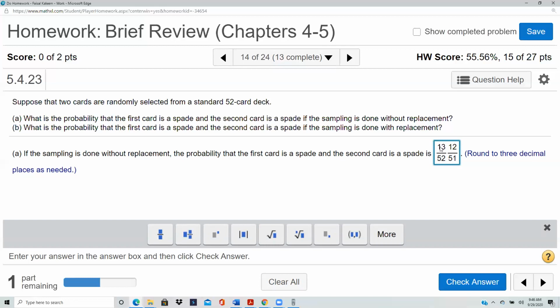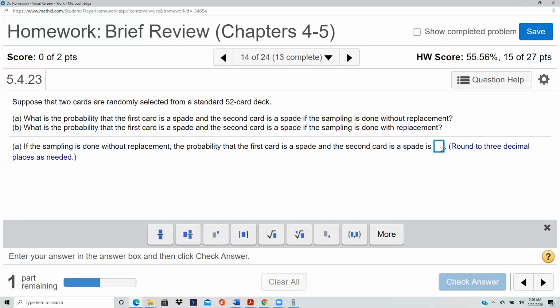Okay. 0.0583. Is it 0.059? Yeah, because there's an 8 behind it. So you were saying it was 0.0588? That's what I got. Okay, so 0.059 then.